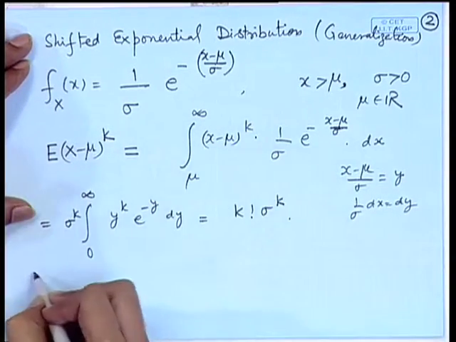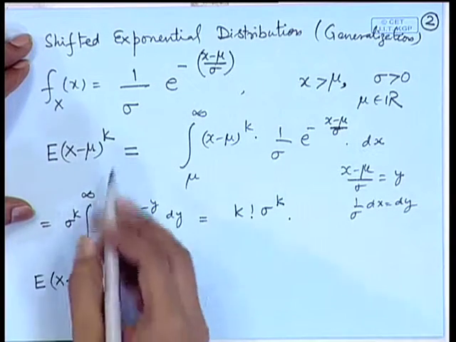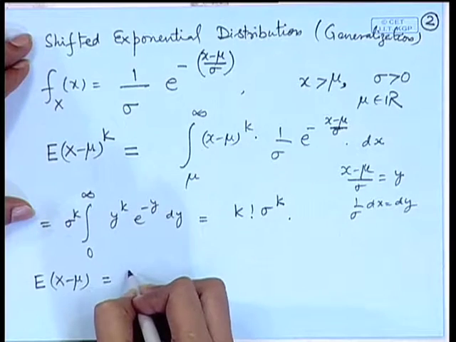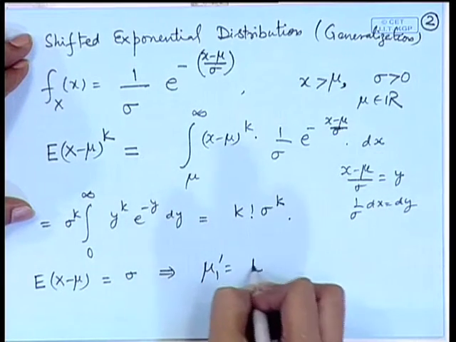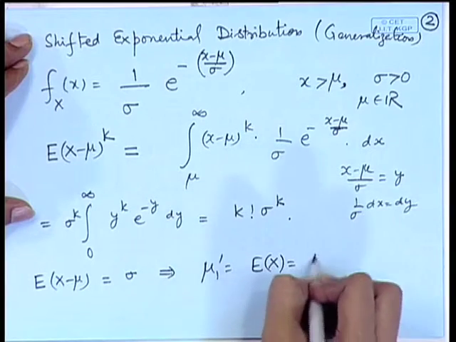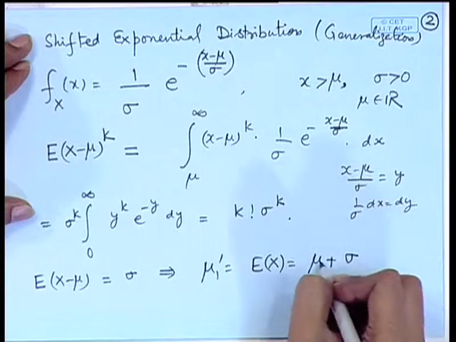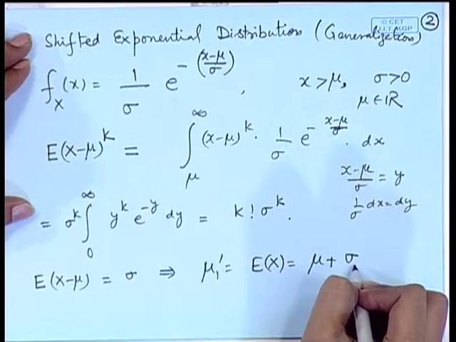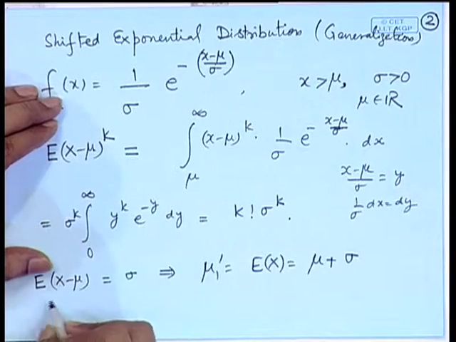So, in particular, if we consider the expectation of (x minus mu) to the power 1, this is equal to sigma. This means the mean of the shifted exponential distribution is mu plus sigma. If we had considered lambda there, then it would have been mu plus 1 by lambda. So, definitely we would be interested in the variance here.